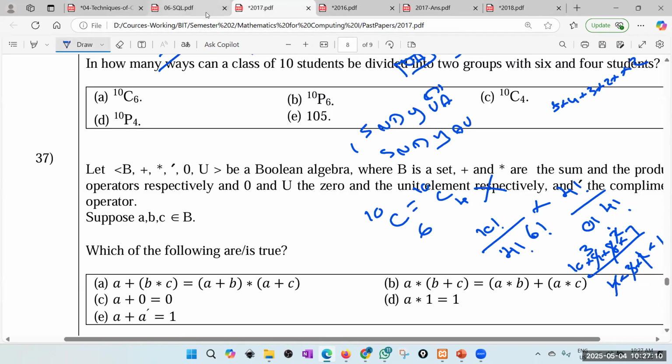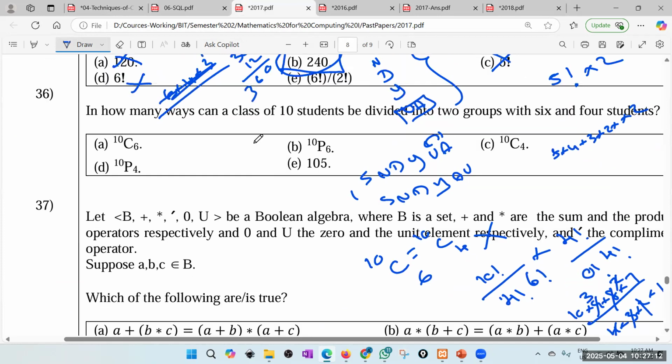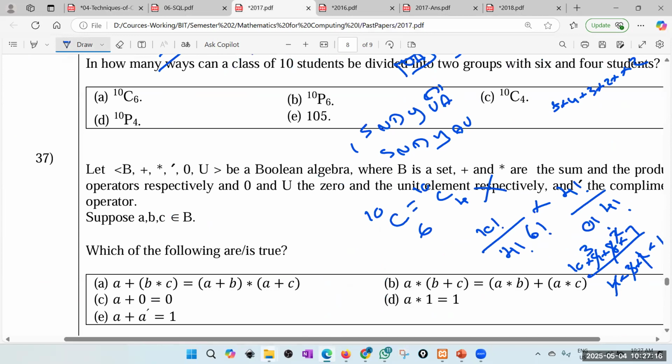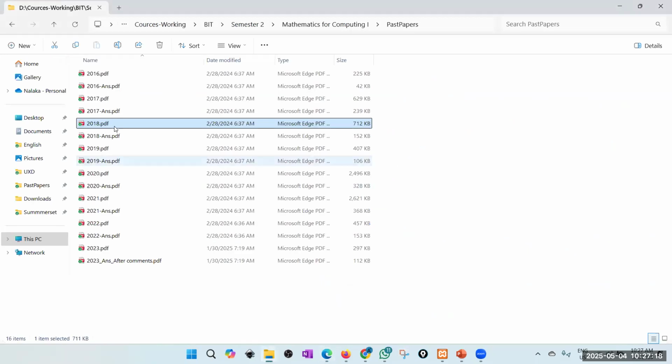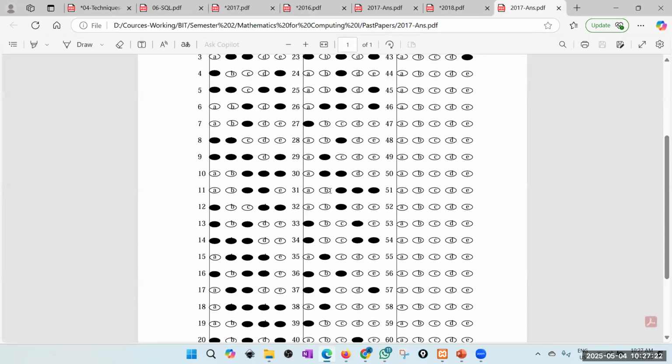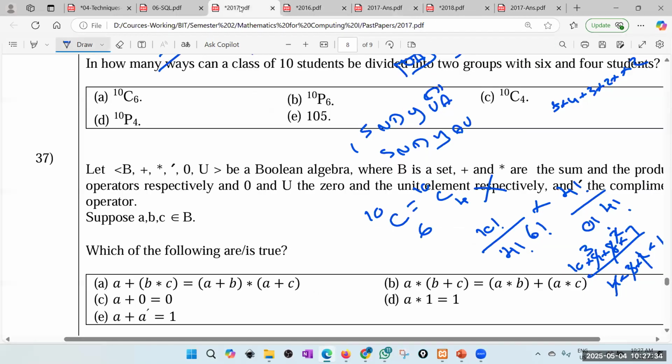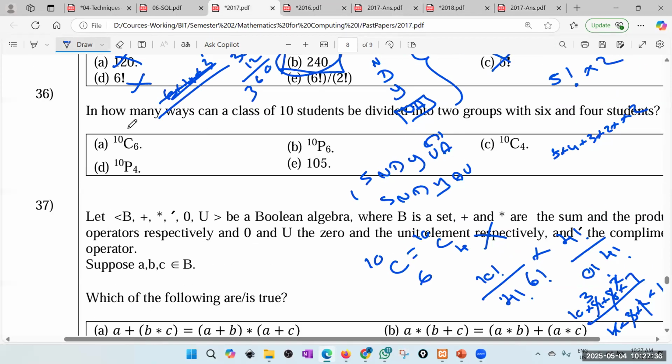What is the question? Yeah, 36, 2017, 36. 36. Or A and C. A and C. 2017, 36, A and C.